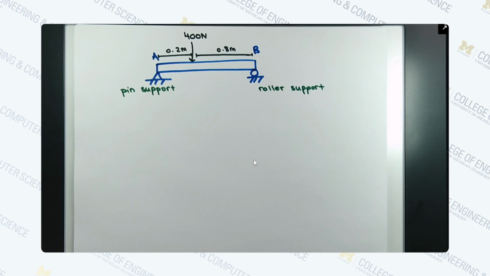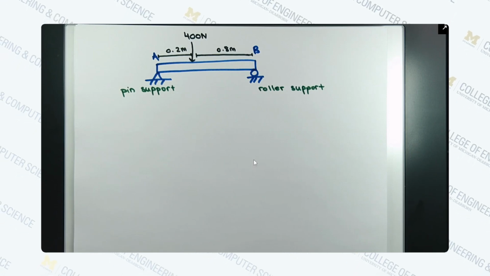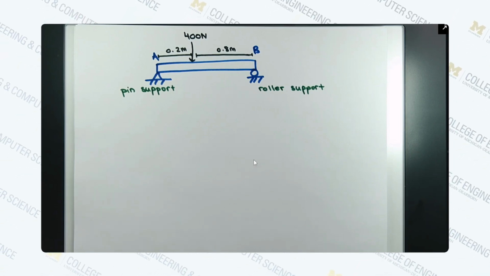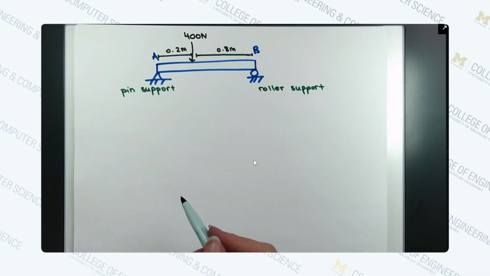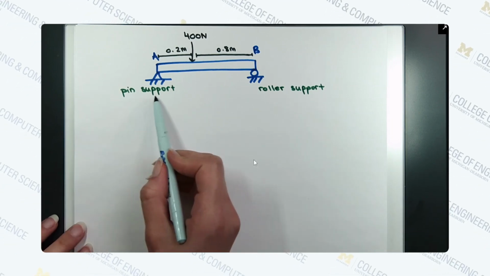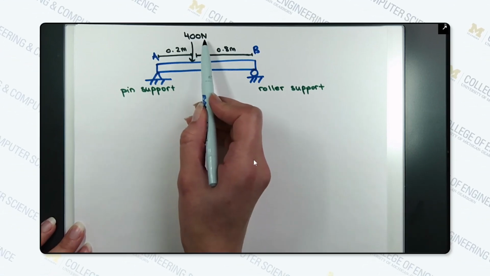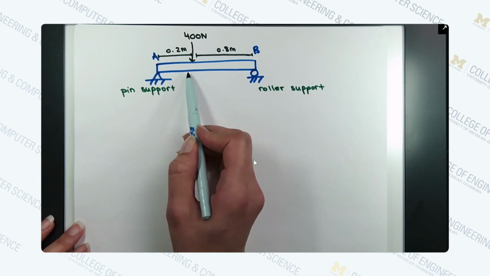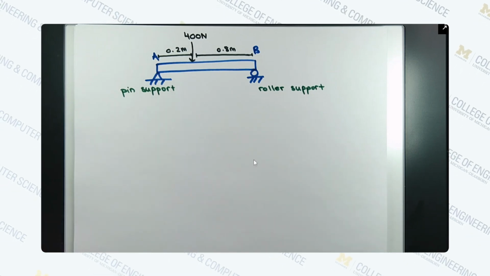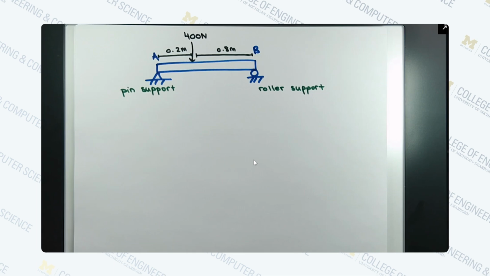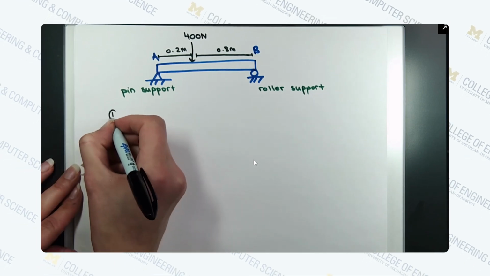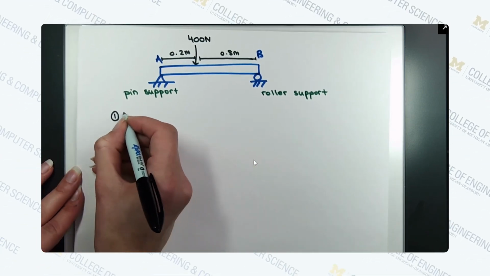In this video, we will be learning how to find reactions at supports. If we are given this simply supported beam with a pin support and a roller support and a force acting on it, how do we find the reactions at the supports? So step number one is always to find the free body diagram.